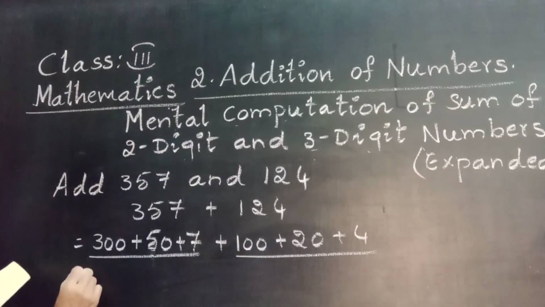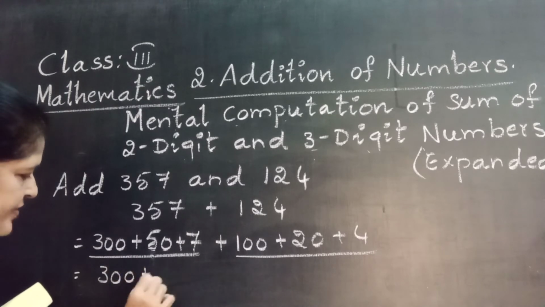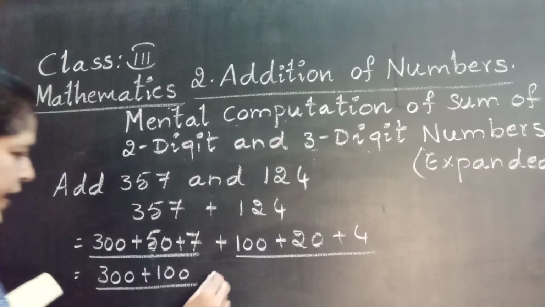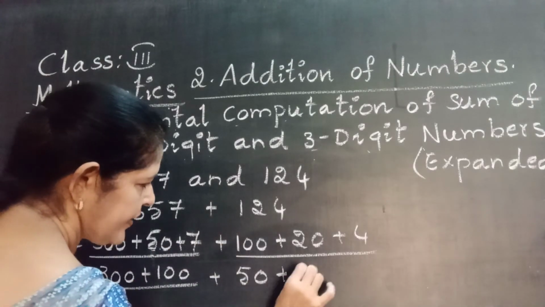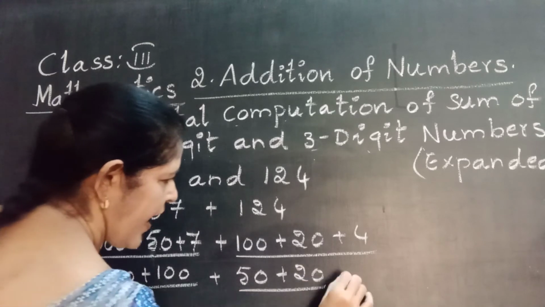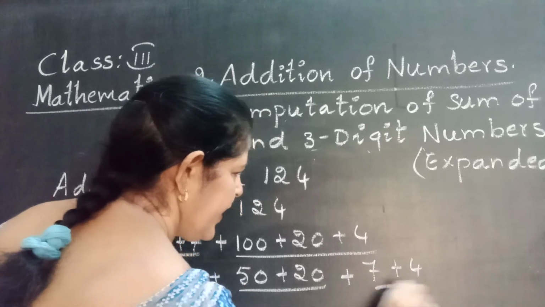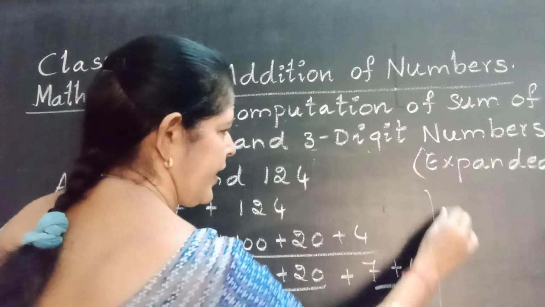Start addition from the hundreds. Add hundreds, 300 plus 100. Now take tens, 50 plus 20. Next add ones, 7 plus 4. Okay. Ones, tens, hundreds.